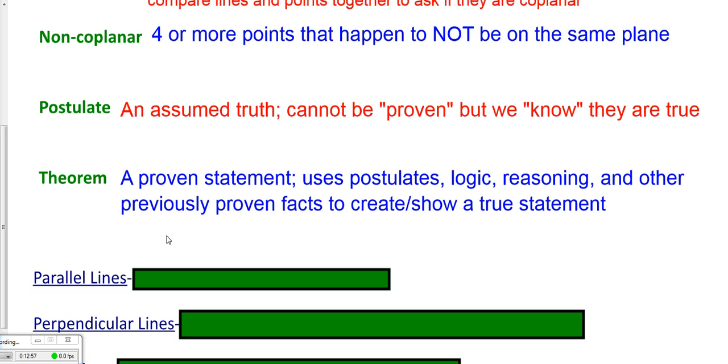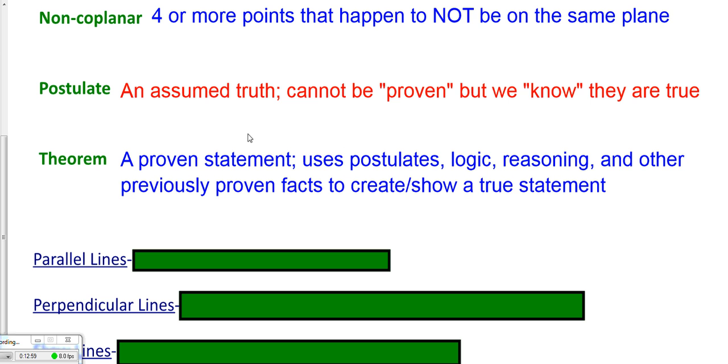On the other side, a theorem is a proven statement. It's going to use those postulates up here, logic, reasoning, different explanations. You're basically going to prove a new statement. So using all of these assumed truths, this will define something for sure. Once you've proven a theorem to be true, you can use it to prove other theorems.